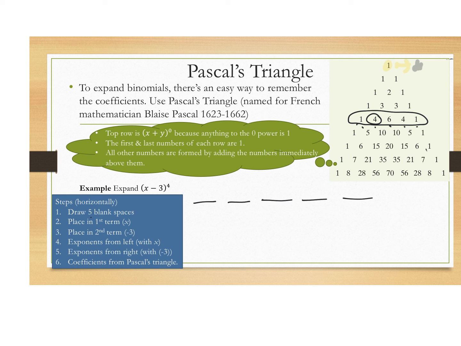In those spaces, we're going to place the first term in the binomial, which is an x. Then we place the second term, the negative 3. If I have a negative, I have to make sure we put our parentheses. Then we do exponents from left to right, starting at our degree 4 and counting backwards. Then we do our exponents from right to left, starting with a 0 on the negative 3.